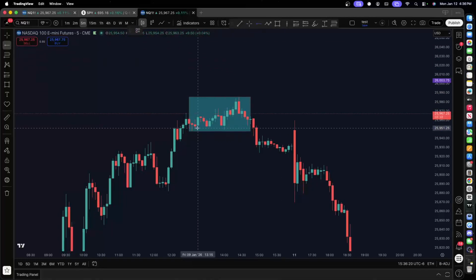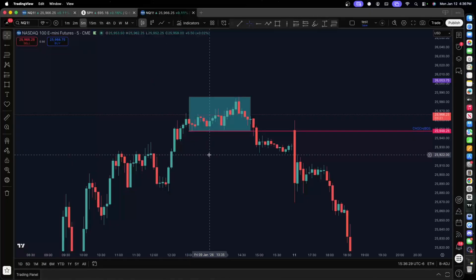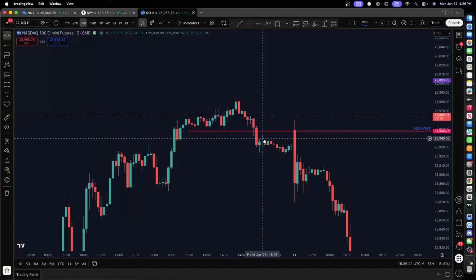Okay? At this point, we broke through the structure lows, aka creating a what? A change of character. Right? Why? Because we're not seeing a continuation in the uptrend. We are seeing a break of structure in a counter trend, in a downtrend, in a change of trend. Right? So bam, we move lower.